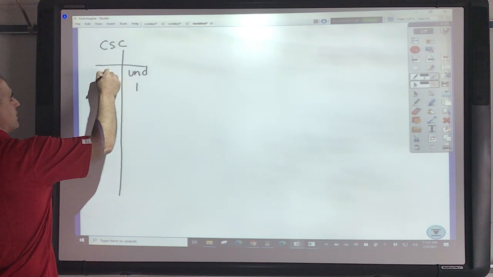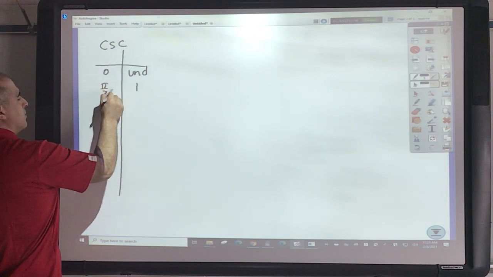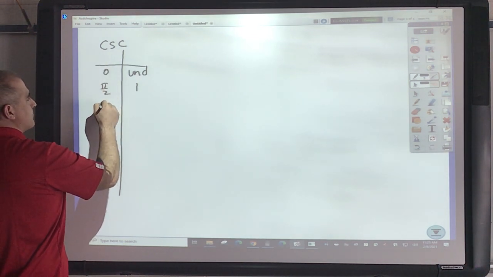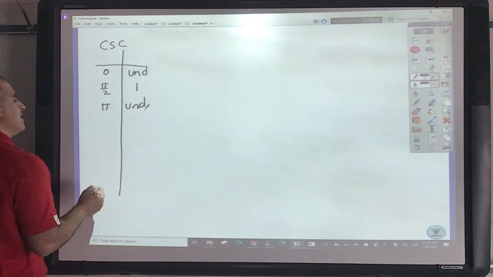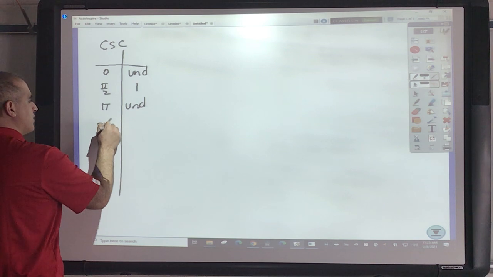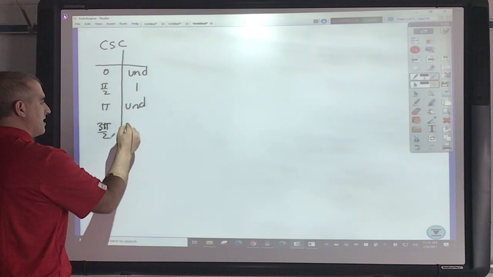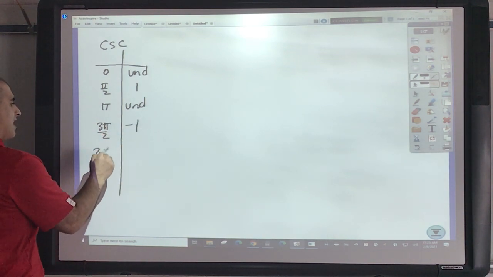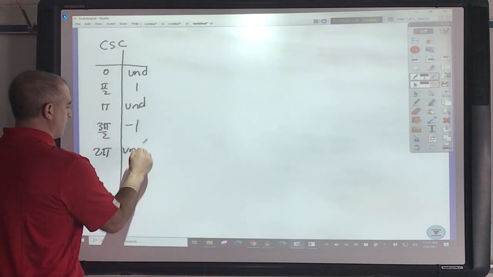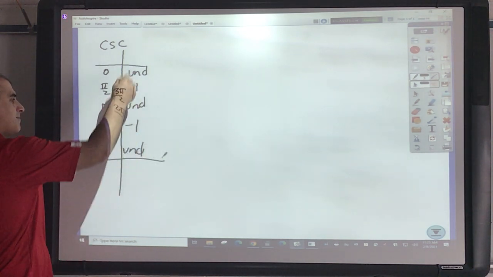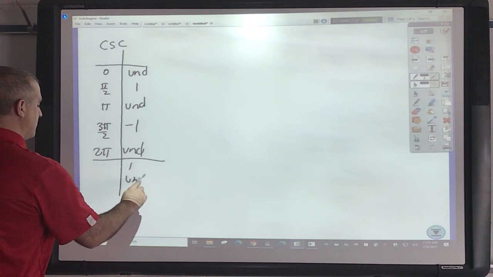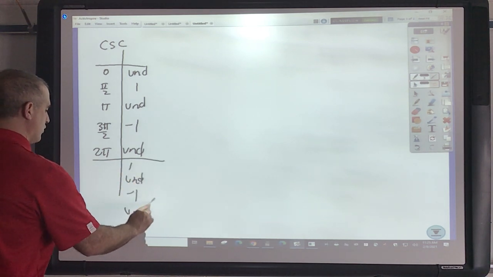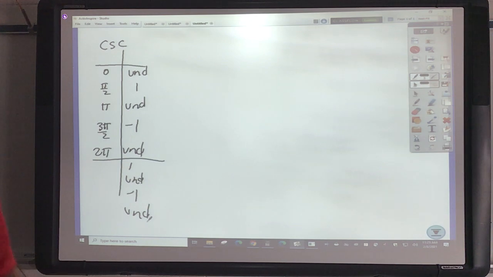So we started with 0, then pi over 2, and then pi, which was 0, whose reciprocal would be undefined. Then 3 pi over 2, which would be -1. And then 2 pi, we're back at undefined. And then we would just keep this process going like we did before. It would be 1, undefined, -1, undefined. That was two periods of the function.